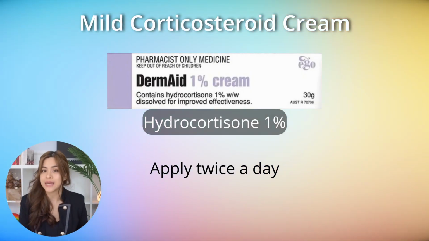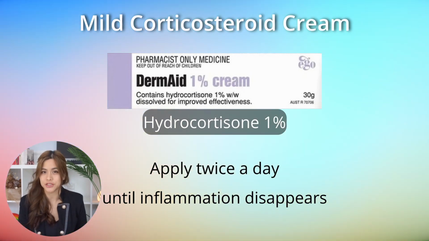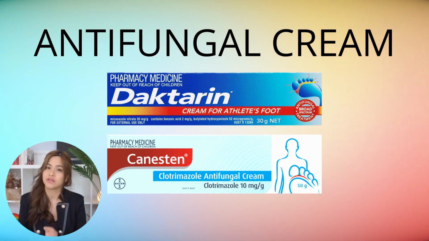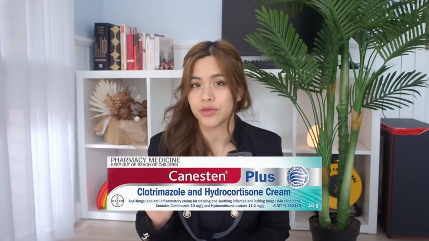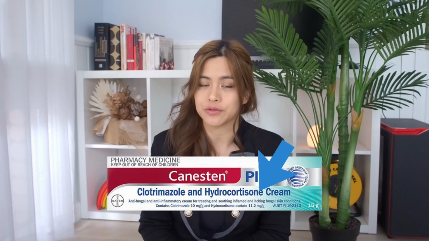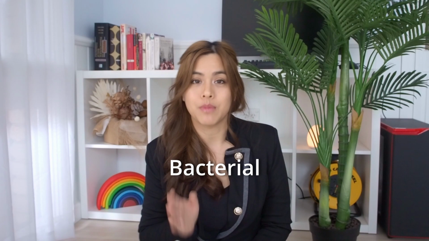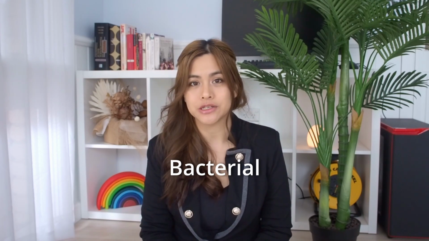Apply this twice a day to the corners of the mouth until the inflammation disappears. Then make sure you continue with an antifungal cream for at least 14 days. You can also get a combination product containing both the antifungal and the corticosteroid cream. And after that, make sure you switch to a regular antifungal and make sure to continue for at least 14 days after symptoms disappear. Now, if the cause is bacterial, you might need to go to the doctor to get an antibacterial cream.